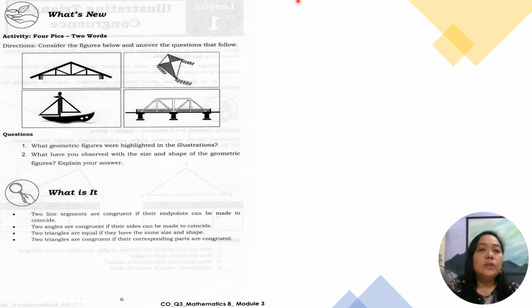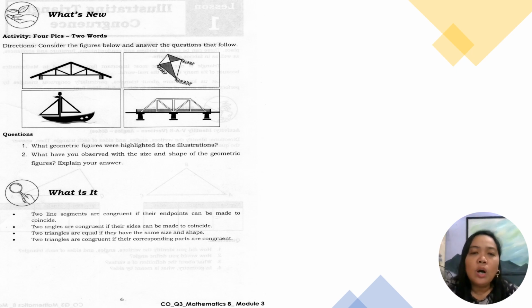Now, as soon as you are done working with the activity entitled 4 Picks 2 Words, let us proceed to what is it. On the same page, page 6 of your module, let us begin with our discussions. The first one says, 2 line segments are congruent if their endpoints can be made to coincide. Two line segments are said to be congruent if their endpoints can be made to coincide.